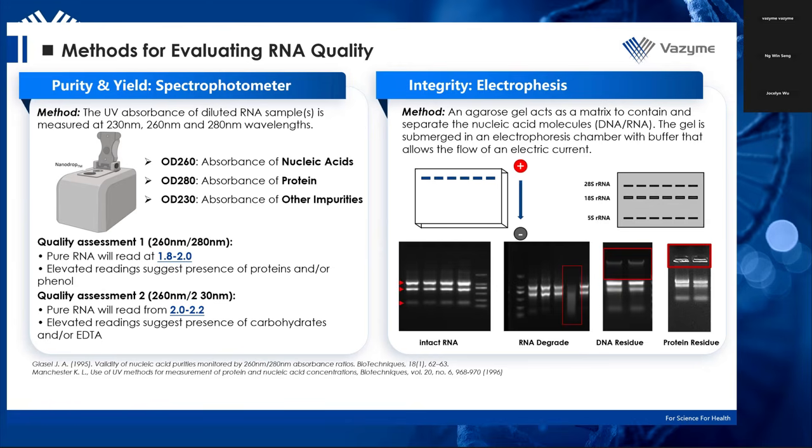For the 260 over 230, if it is elevated, so it's very high, that means your RNA is very diluted. If it's very low, that means it's contaminated with carbohydrates or EDTA. If you are working with plant samples, then the sugar will be a problem here, and you can see it here, because some plant samples have a lot of sugar, polysaccharides, and carbohydrates in them.